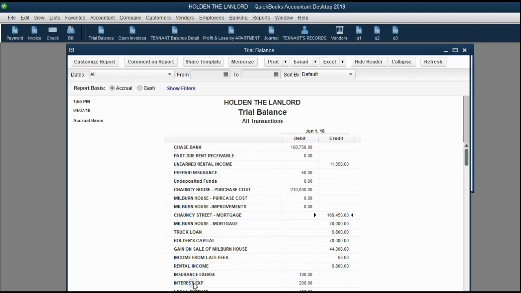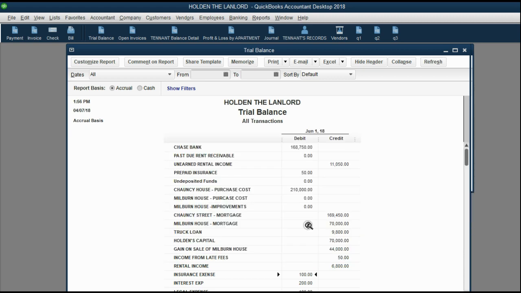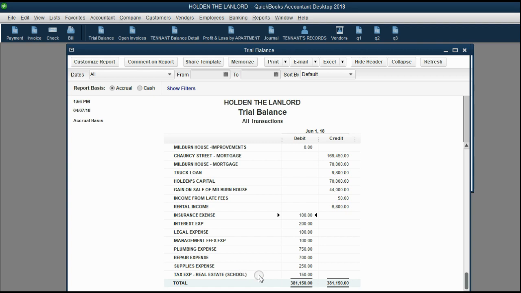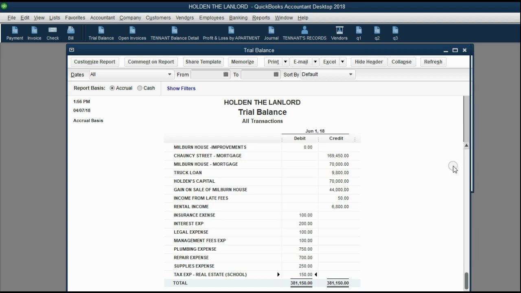You can also see that insurance expense showed up for the first time as $100. When we double click, we see it came from the check that we just made. And of course, tax expense, which is down here for real estate school, showed up for the first time as $150 because that's the amount of taxes that came from that check. So you can see by recording it in the way that I showed, QuickBooks will distribute the numbers to your accounts correctly.